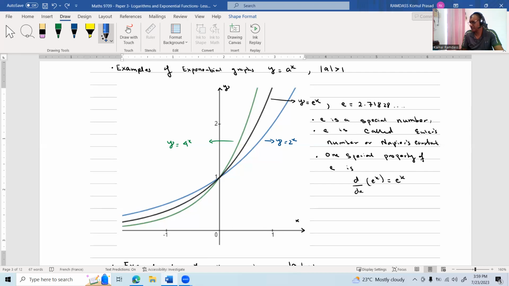d by dx, the differentiation of e to the power of x with respect to x, is equal to e to the power of x. That means if I differentiate this graph, I get the same thing. Okay? This is a special property of the number e, and the cause of its interest in mathematics.